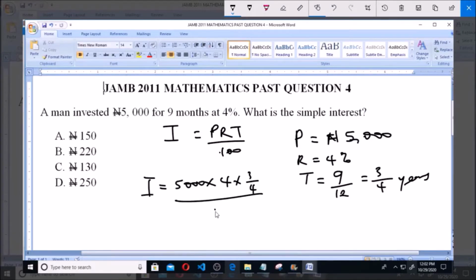This 4 we cancel this 4, and this 0 we cancel this 0, and this 0 we cancel this 0. So the simple interest I is equal to what? 50 times 3, and that is equal to 150. Yes, 50 times 3 is equal to 150. So the simple interest I is equal to 150.